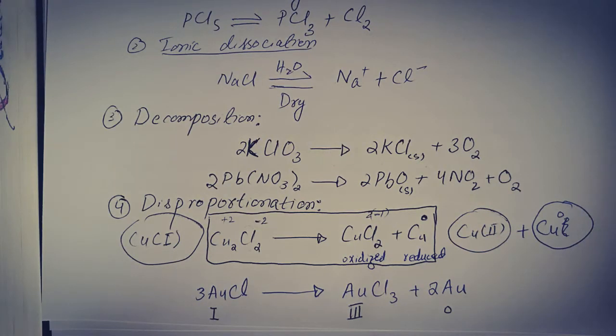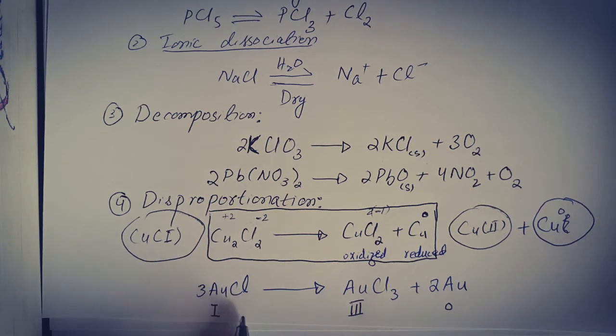In another example, gold chloride is oxidized and reduced to gold 3 and pure gold states.